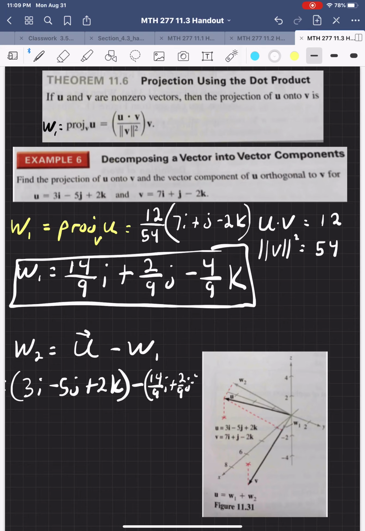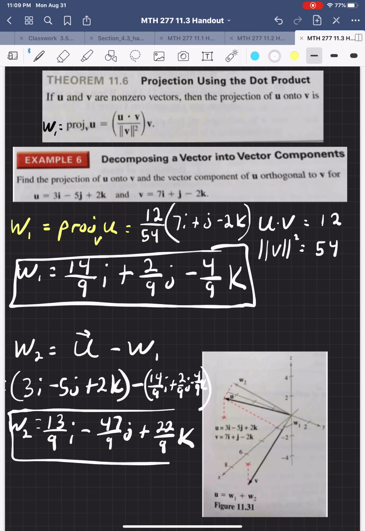Minus 4 ninths k. All right, and the result of our arithmetic is 13 ninths i minus 47 ninths j plus 22 ninths k. So there is w sub 2.